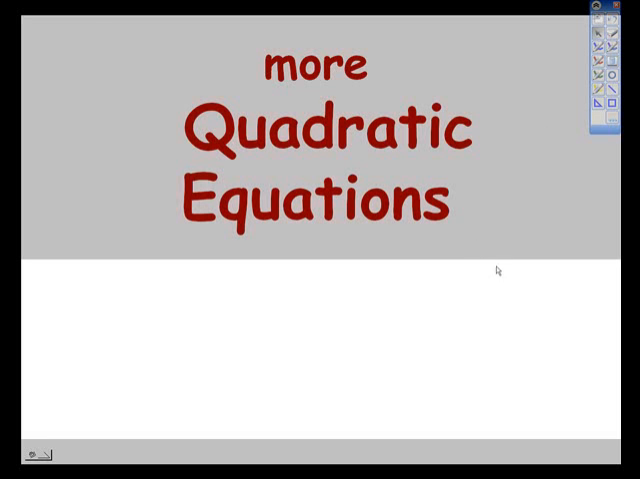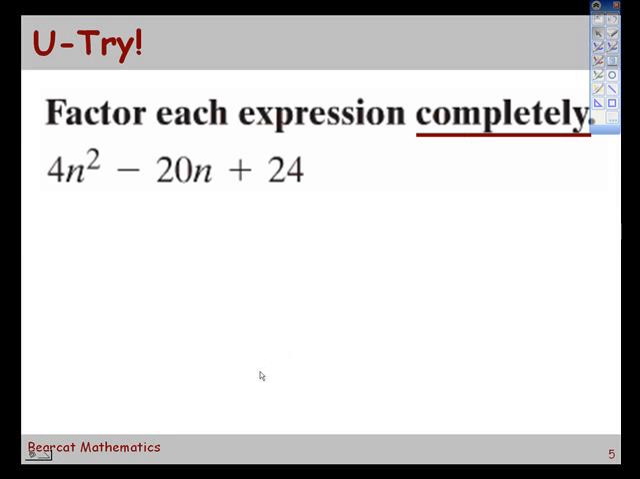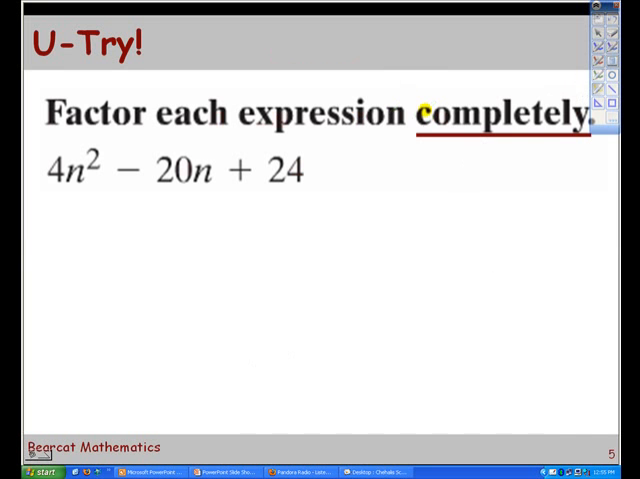So here we go with more quadratic equations. In this problem, we're going to try to factor each expression completely. This is a You-try. Do you want to try this, or work through it together first? Work together this time? When it says completely in the directions, that is kind of a hint: watch out, don't stop too soon. So we're going to go ahead and try to factor.